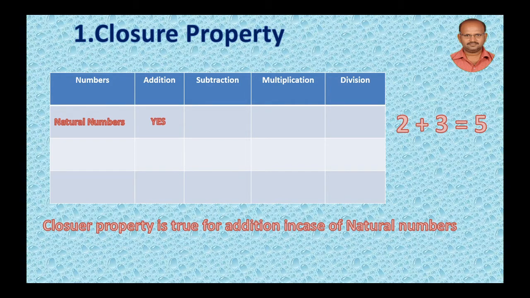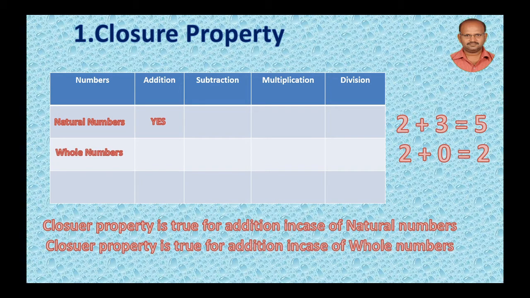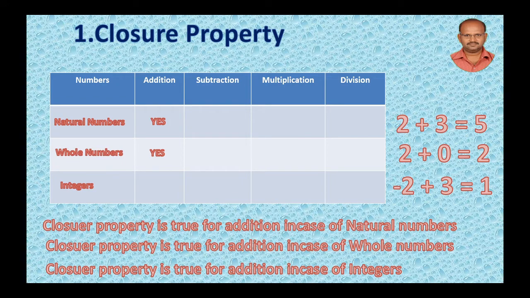Then go to whole numbers. Adding two whole numbers, that is 2 plus 0 is equal to 2. 2, 0, 2 are all whole numbers. Closure property is true for addition in case of whole numbers. Then go to integers. Minus 2 plus 3 is equal to 1. Minus 2, 3, 1 are all integers. Closure property is true for addition in case of integers.